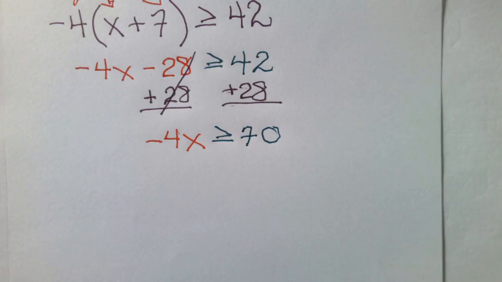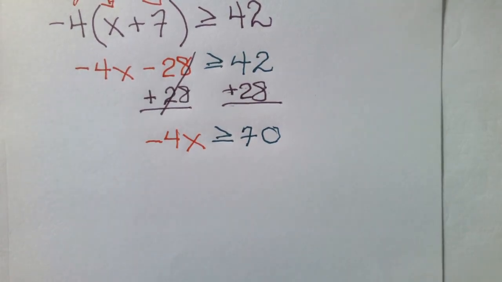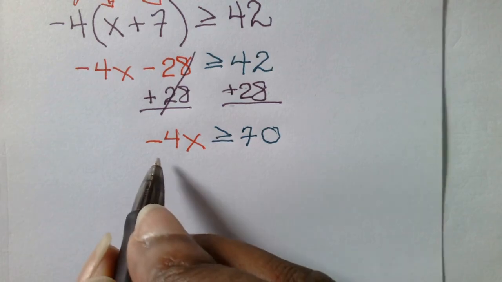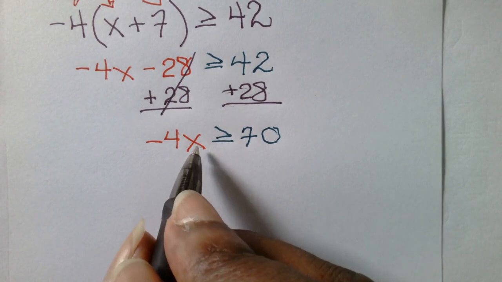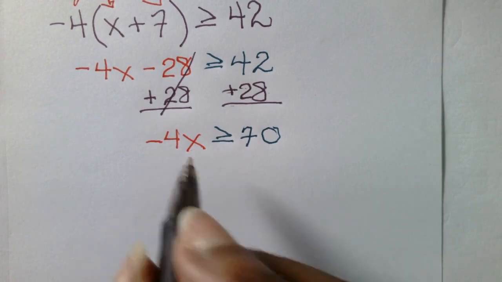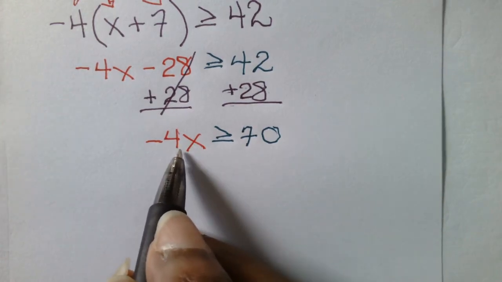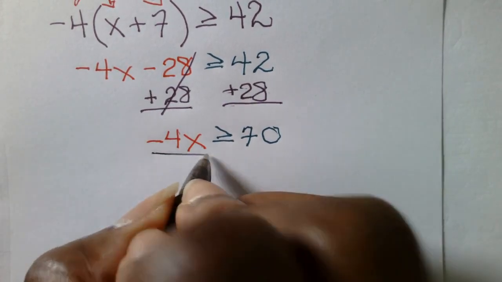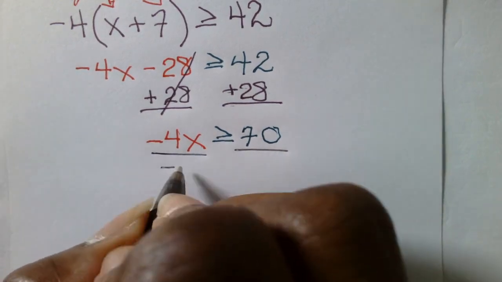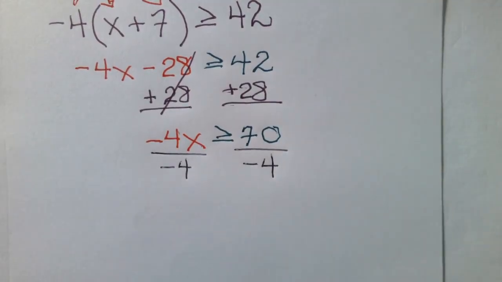Alright, so now we want to isolate our x. So what needs to go this time? That negative 4. So negative 4 times x, we have to do the inverse of multiplication. How do I know it's multiplication? Because in between the 4 and the x, I don't see a plus or a minus sign. So the inverse of multiplication is division.